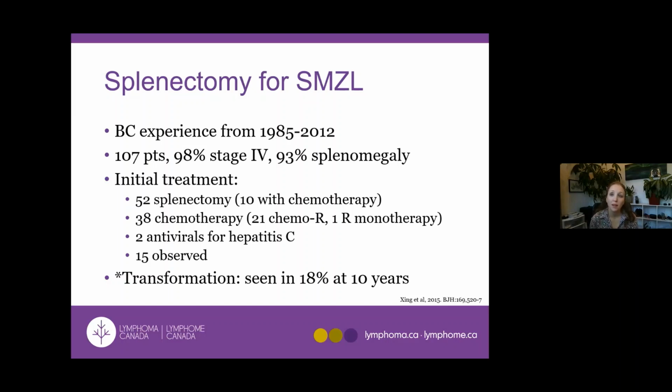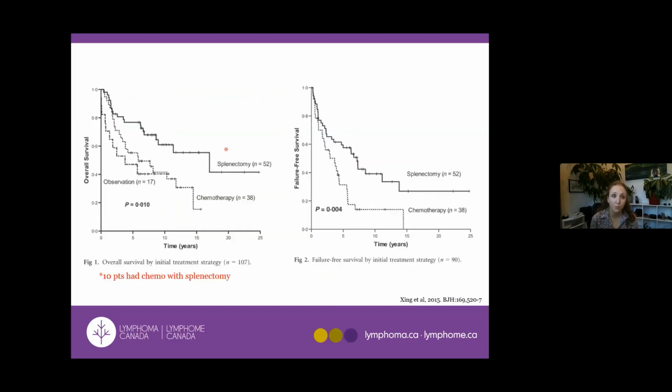I should comment that, like the other types of indolent lymphomas, this can sometimes turn into what's called large cell lymphoma, which is an aggressive lymphoma. That happens in a small percentage each year. In this study, they noted that they saw transformation to large cell in about 18% at 10 years. It's a small percentage, but it is something that we keep in mind when patients become symptomatic.